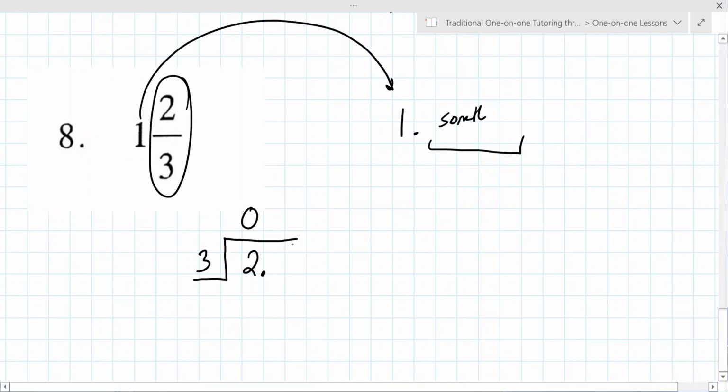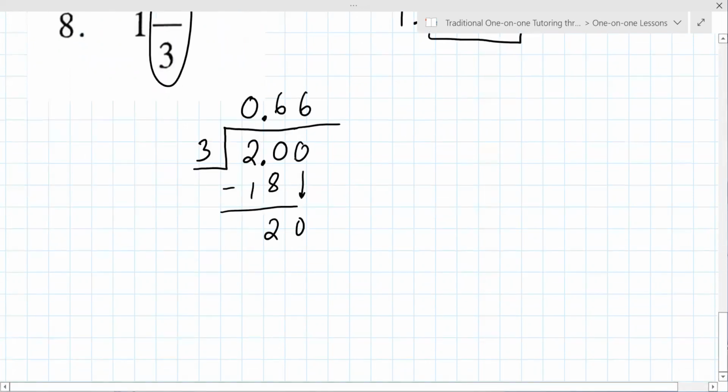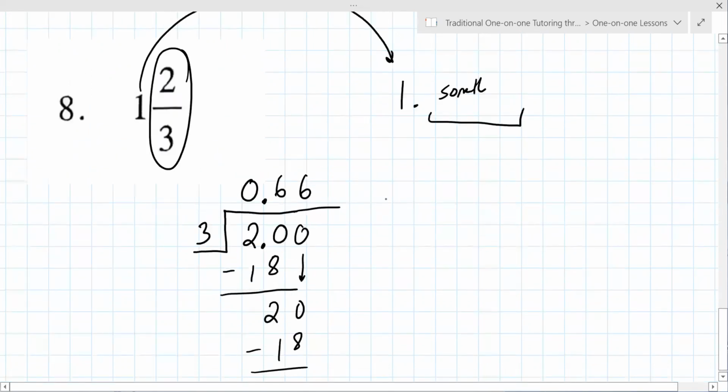So 3 goes into 2 0 times, but it goes into 20 how many times? 6 times. 6 times 3 is 18. You subtract and get a 2. Bring down another 0. Looks familiar. That's 6. Okay, so it's just gonna be repeating. Right. So you look at this, you're like, all right, it's 0.6 repeating. That's the something. Your answer is 1.6 repeating.